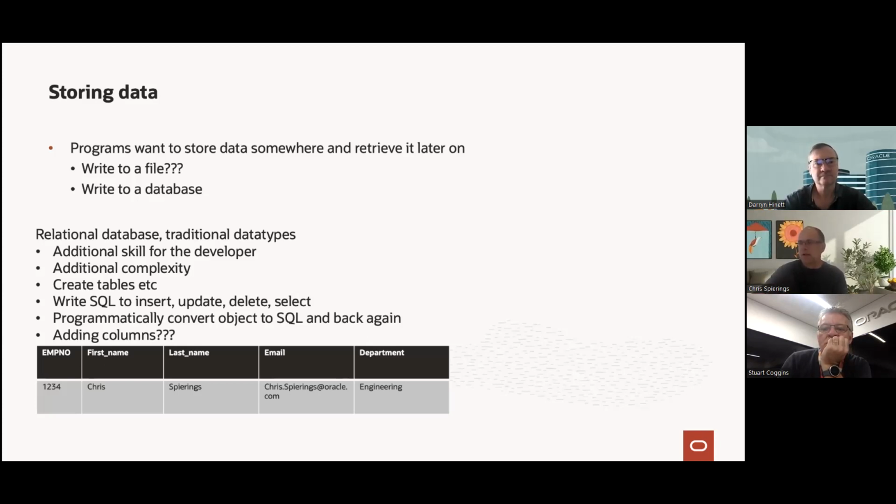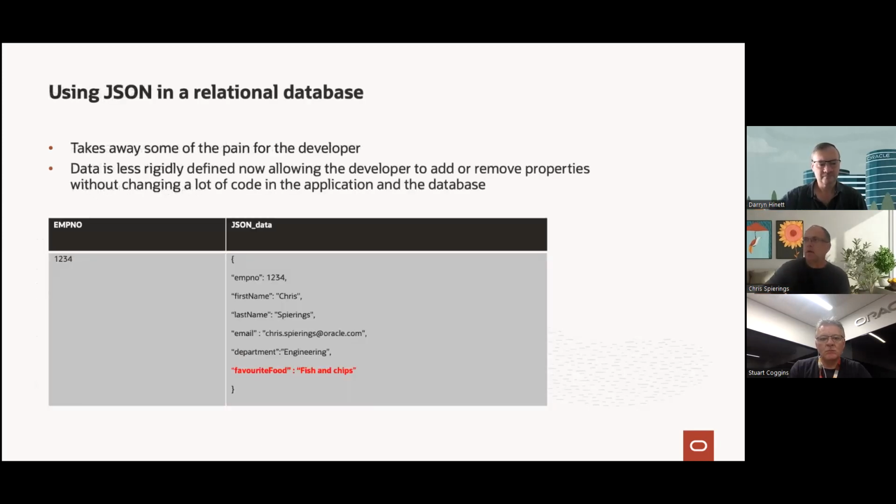DBAs and developers are like cats and dogs. They're always at each other. So developers wanted an easy way to store data, and they don't want the dramas of having to go to a DBA all the time and say, can you add a column to my table, or I want to change this data type. It becomes a bit of a hassle. So that's where JSON started becoming a little bit more popular. JSON allows us a lot more flexibility in the way a developer may want to store their data.